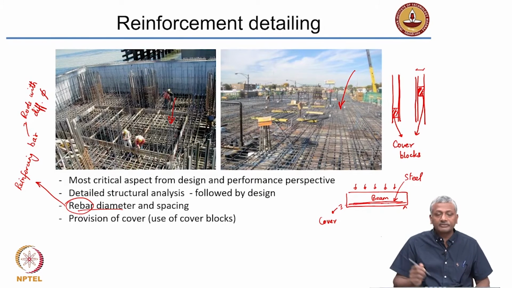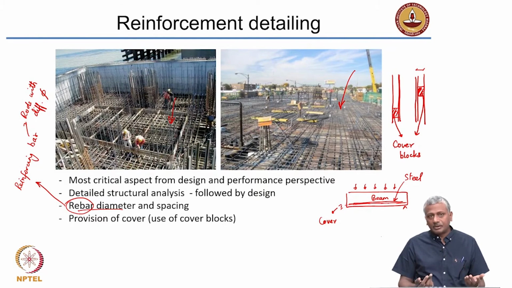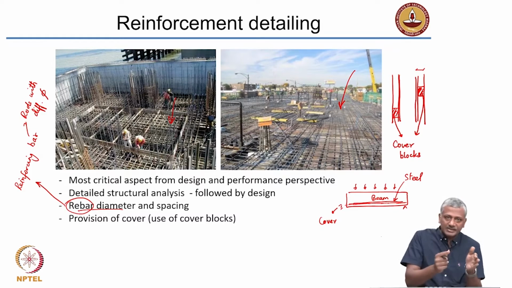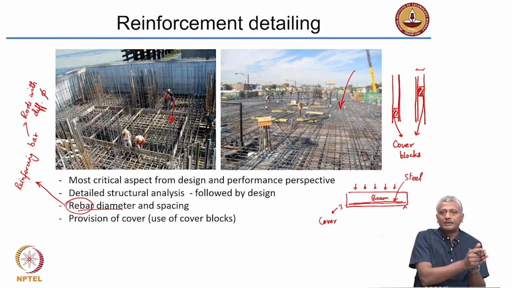We have these blocks which are either made of plastic or made of cementitious material like mortar or concrete of the same strength as the concrete in the structure, and those are tied to the steel reinforcement and kept in place between the formwork and the reinforcement, so that when the concrete is poured, the steel reinforcement will be kept in place and will not go towards the corners.